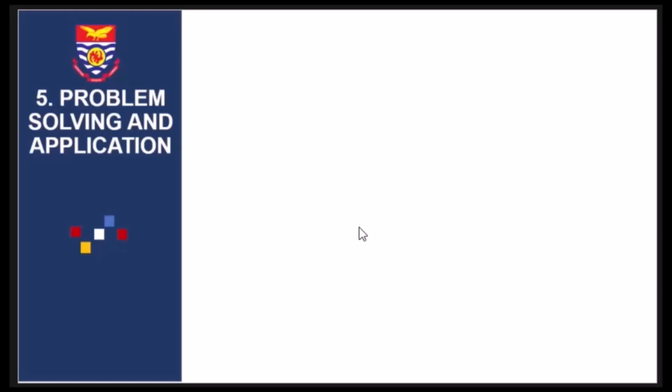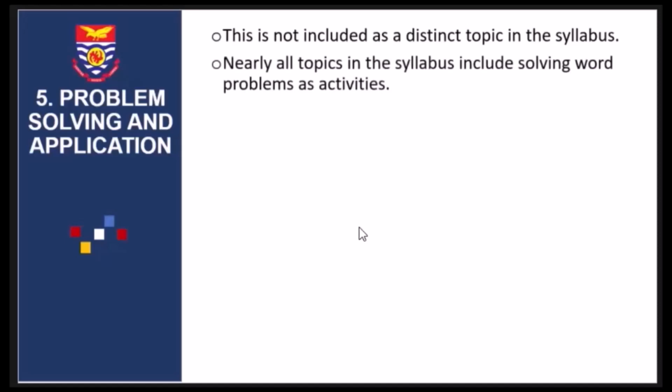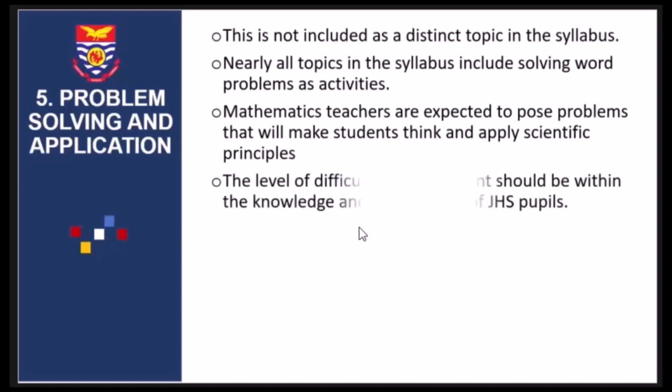The last aspect is problem solving, and this one does not talk about any topic in particular, but it is included in almost all the topics, all the 4 other major areas. We have problem solving and application in there. So as teachers, we are expected to pose problems that will make students think and apply scientific principles. The level of difficulty of the content should be within the knowledge and ability of JHS pupils. So when you are selecting and sequencing your listing, you must consider the level of the students.